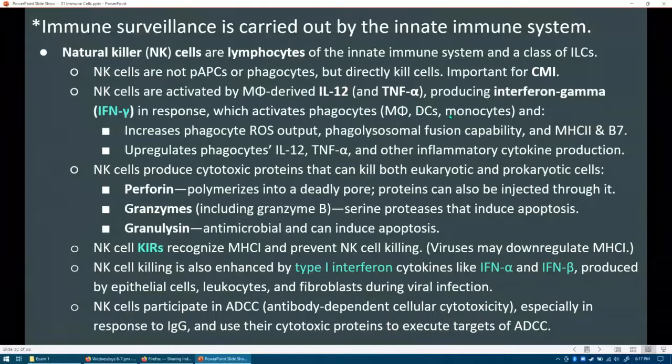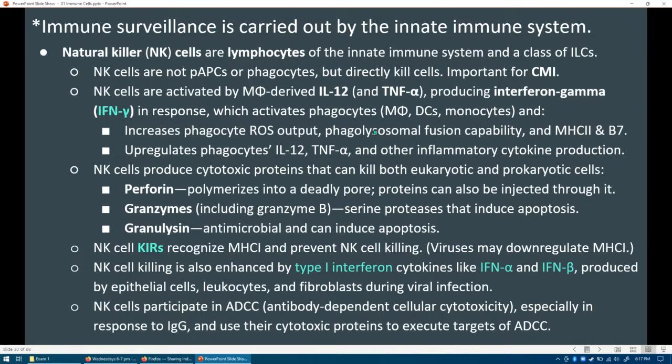Specifically, what it does to macrophages, dendritic cells, and monocytes, it will increase reactive oxygen species production. It will increase the ability of the cell to fuse the phagosome with the lysosome, and that can be helpful to overcome some types of inhibition of the fusion that you see with certain pathogens. And it upregulates MHC2 and B7 on the surface of the cell, making them better presenters of antigen. Okay, so they become better at receiving T cell help as well. It also upregulates the production of IL-12, TNF, and other inflammatory cytokines.